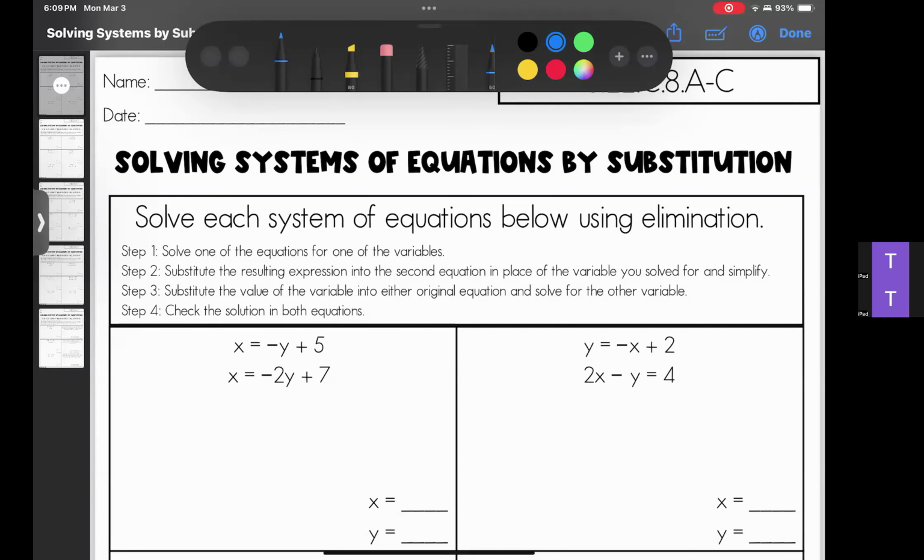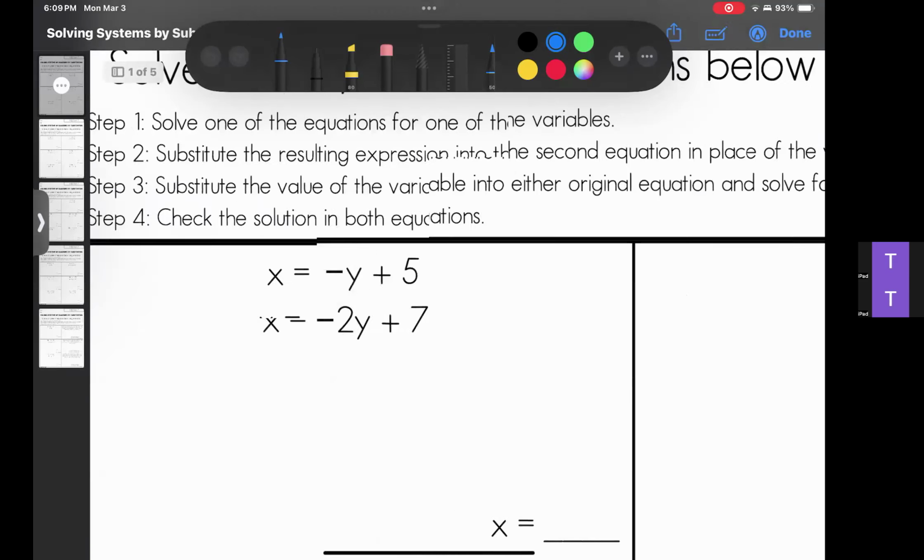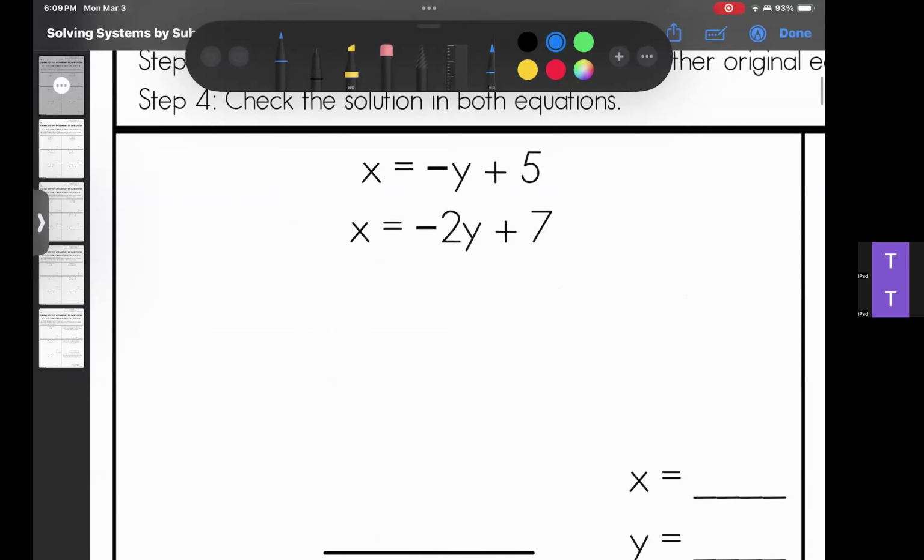My loves, let's take a look at our systems using substitution. If for some reason you have decided to use a different strategy, just make sure that you are checking your final answers. They should still be the same if you are doing the correct strategy.